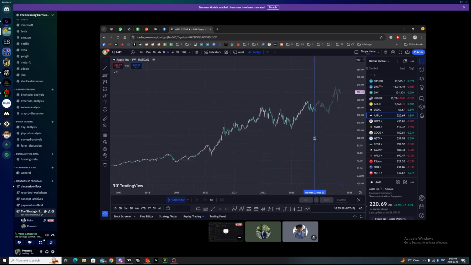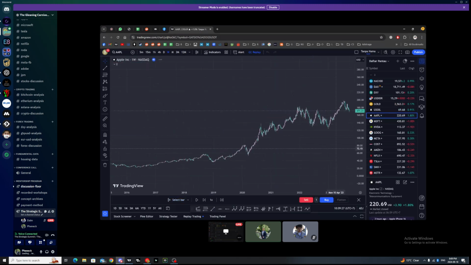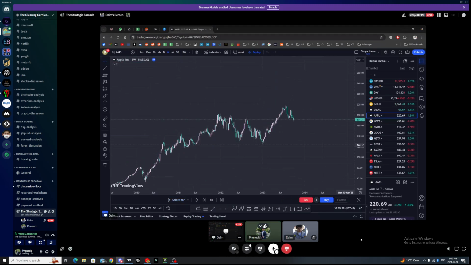Left. Actually, yeah, that's fine. It's good over there. Yeah, you can place the cursor. Good. All right, let's zoom in.